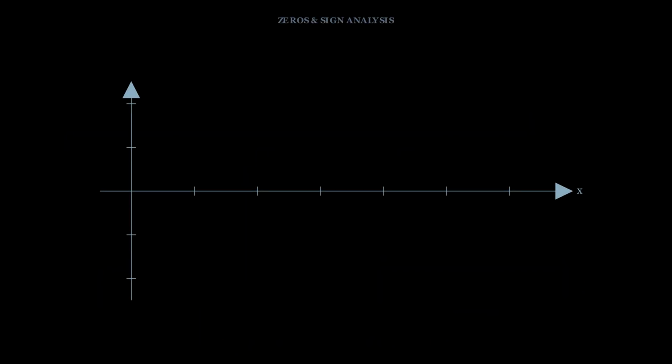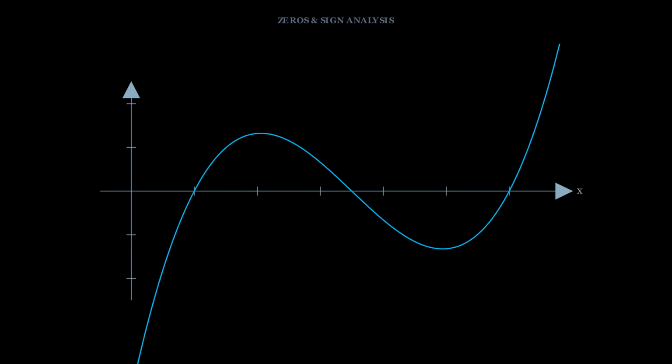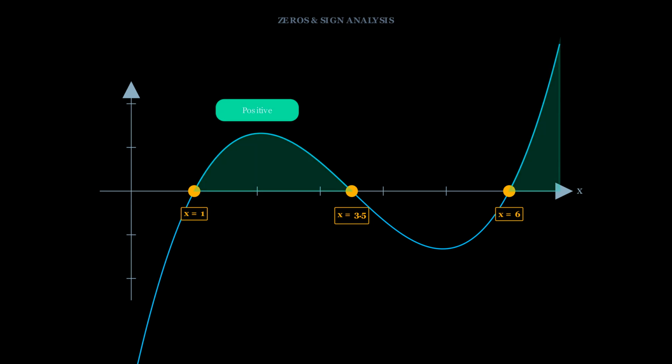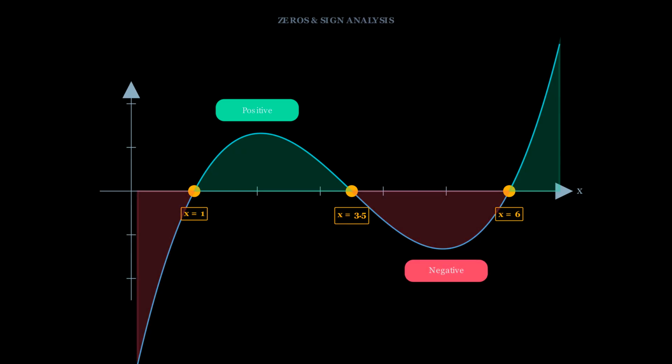The zeros of a function are the x values where the output equals 0. In other words, where the graph crosses the x-axis. This function has three zeros, at x equals 1, x equals 3.5, and x equals 6. Between the zeros, the function is either entirely positive, above the x-axis, or entirely negative, below it. The sign only changes at a zero.